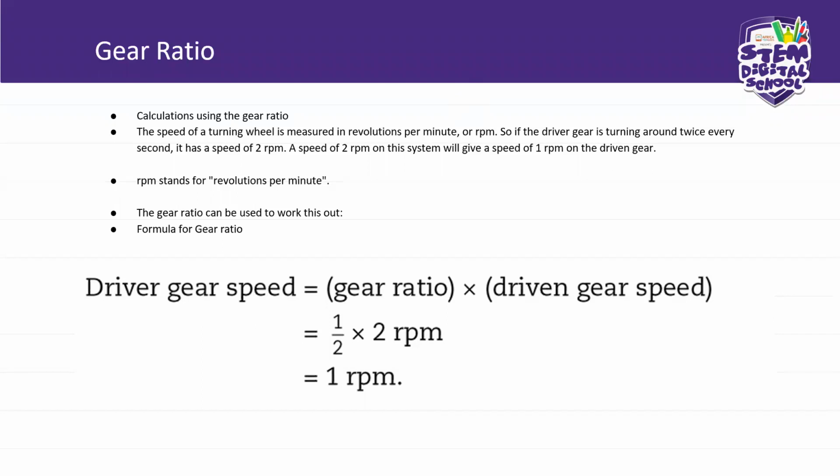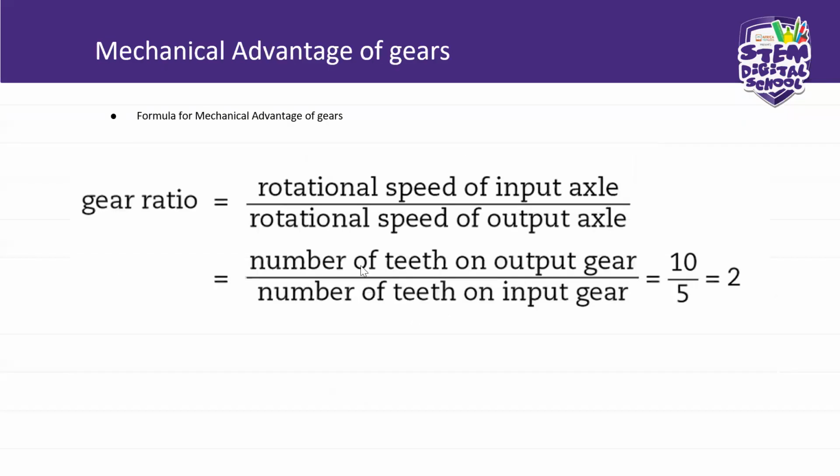Okay. All right, Natalie. So you first calculate the gear ratio multiplied by the driven gear speed, and then you do your calculations and you get your answer. So I'm just giving you the formulae. These are the formulae that we use for gears.